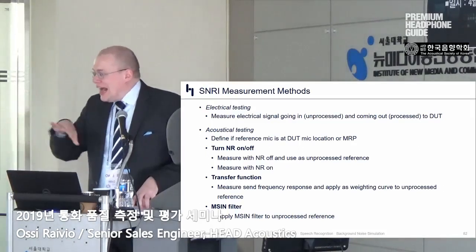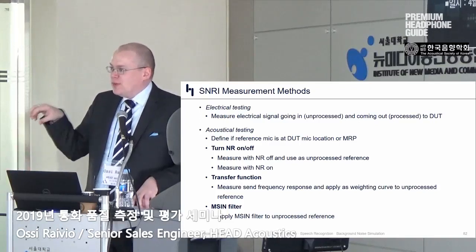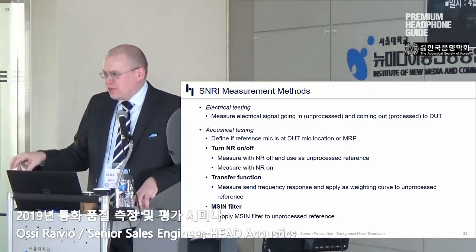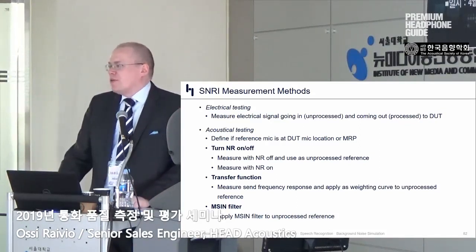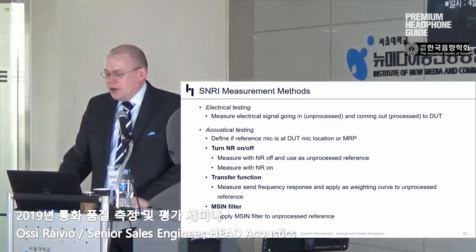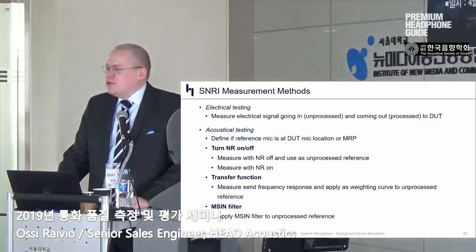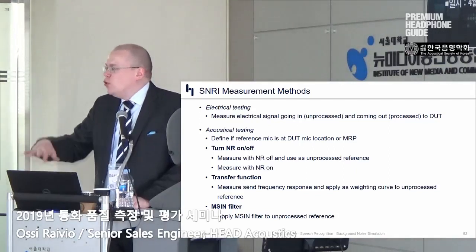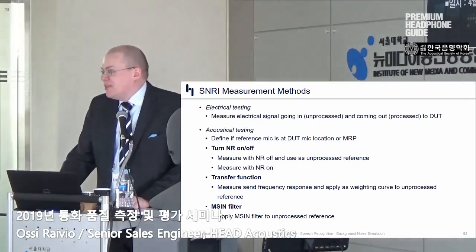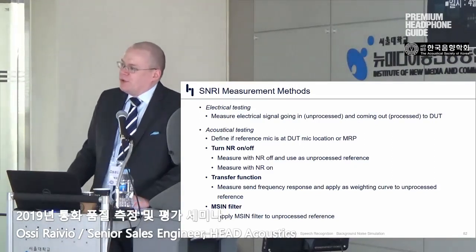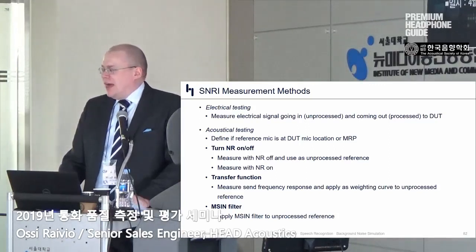There is a related test method in which you don't use the telephone's individual frequency response, but you take a generic, typical frequency response. Typically we use the so-called MSIN filter. This is a filter defined by 3GPP, and it is often used when you are doing network planning. If you don't know what the frequency response of a phone is, you take the MSIN filter and you say, well, typically the frequency response of the phone is something like that. So these are the two other methods how you can measure the SNRI.